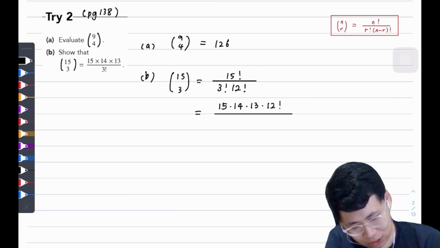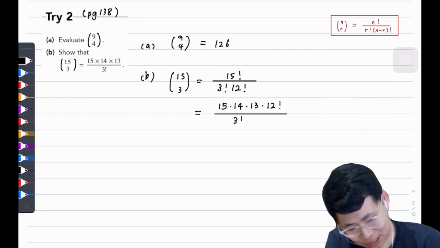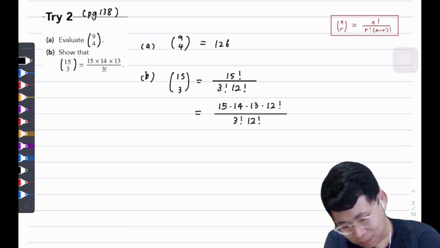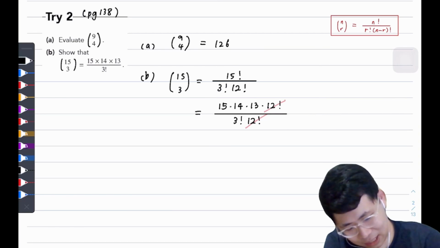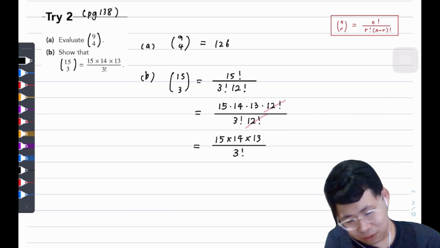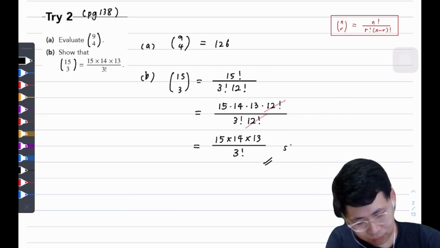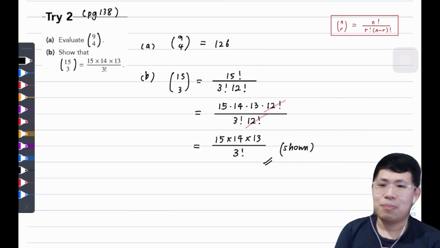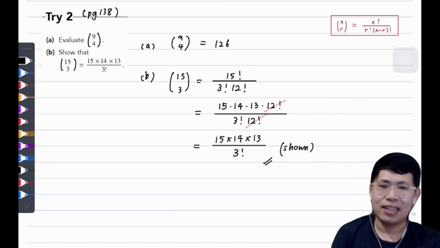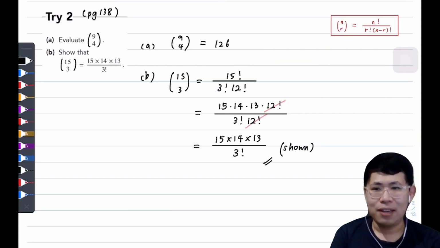Let me just write it until 12 so that I can cancel with the 12, right? Once I see that, I can cancel this, it will be very nice. So I will just leave it as 15 times 14 times 13 whole thing divided by 3 factorial, shown. So it's mainly counting down and then cancelling.